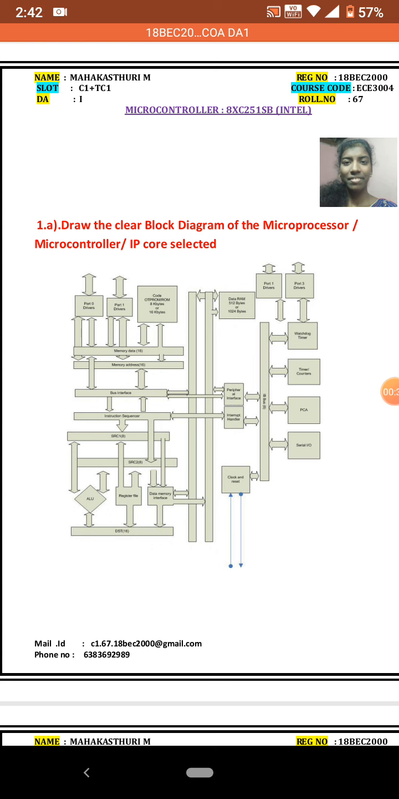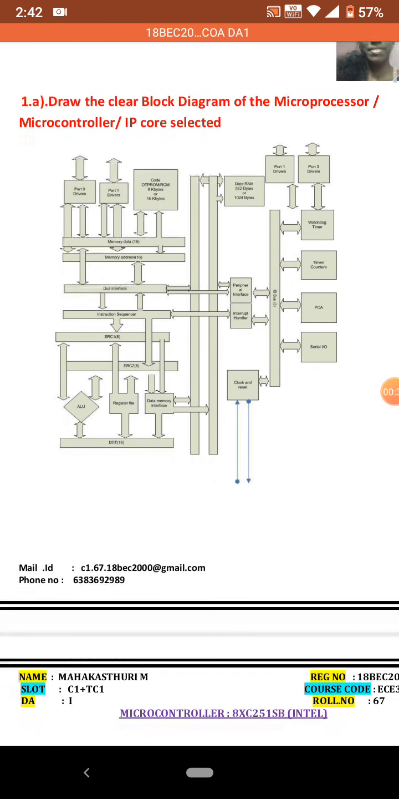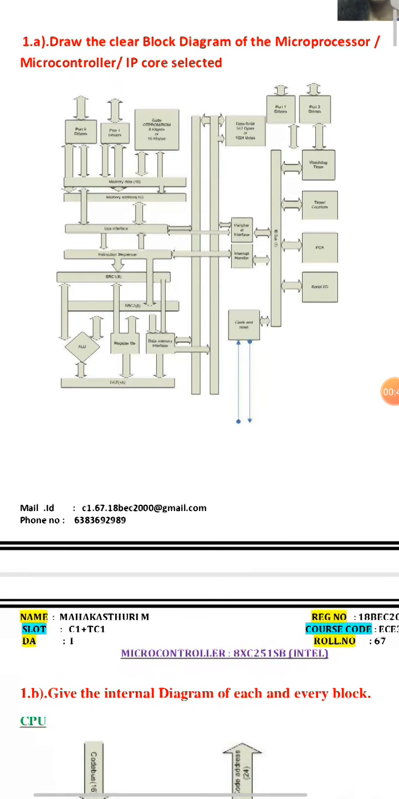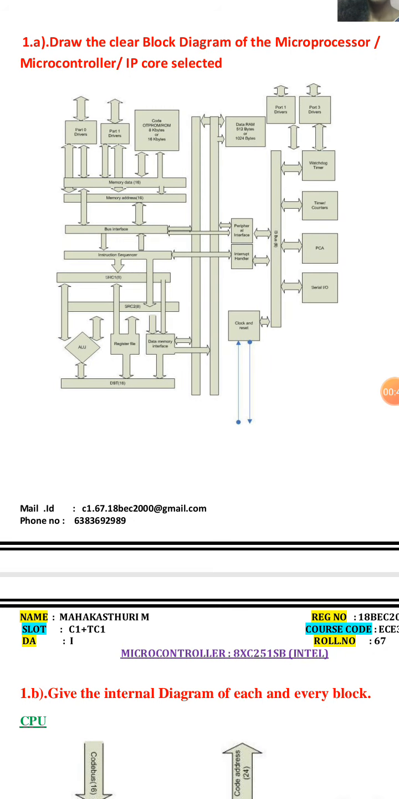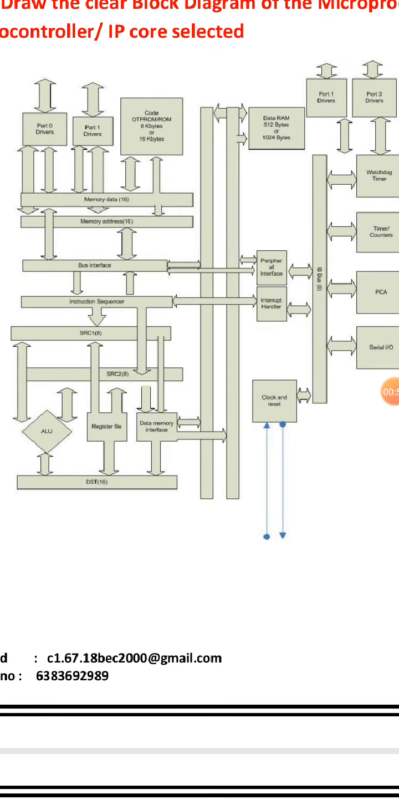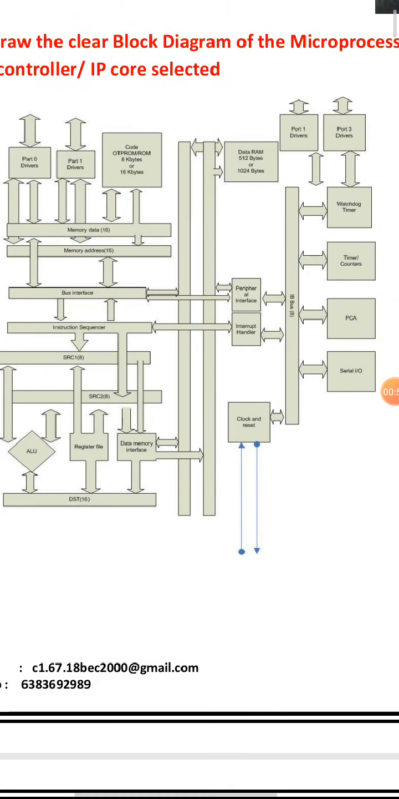Okay, we can start. First, draw a clear block diagram of the microprocessor or microcontroller or IP core selected. In this DA1 I selected a microcontroller, so I am going to draw the block diagram of my microcontroller. This is the block diagram. You can see I used an online tool for drawing, and the tool name is draw.io. If you want to use any other online tool, you can use that. Here I used draw.io.